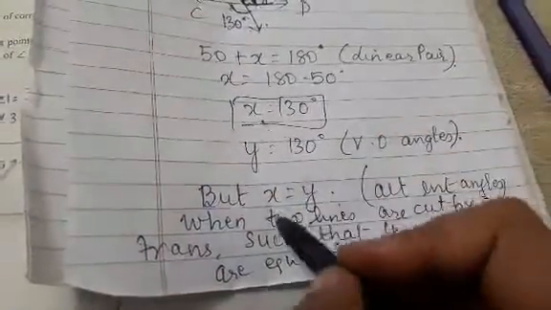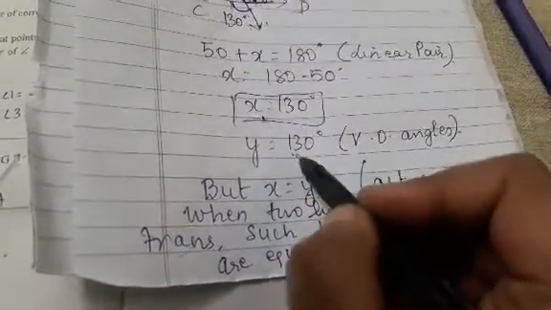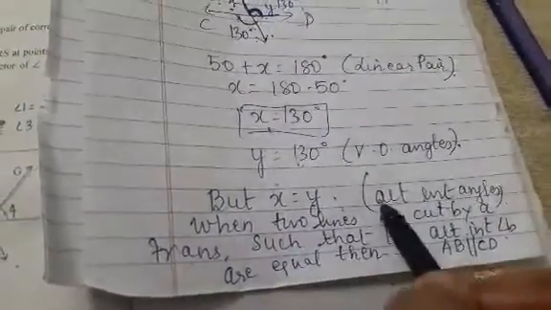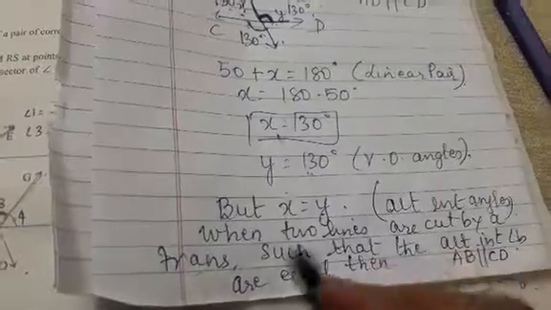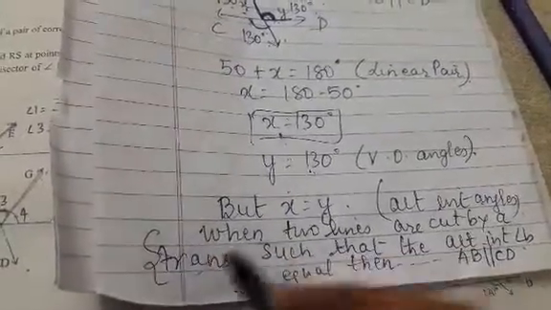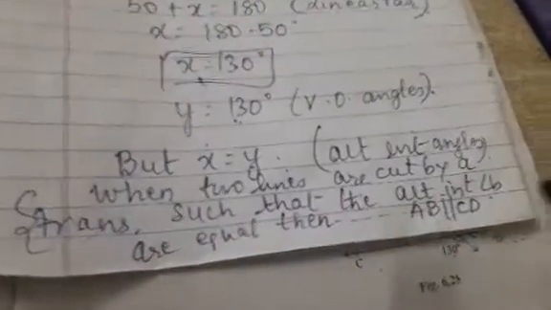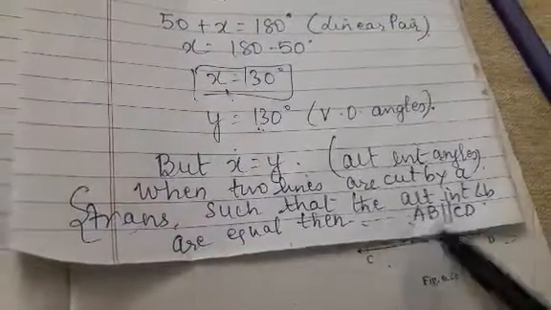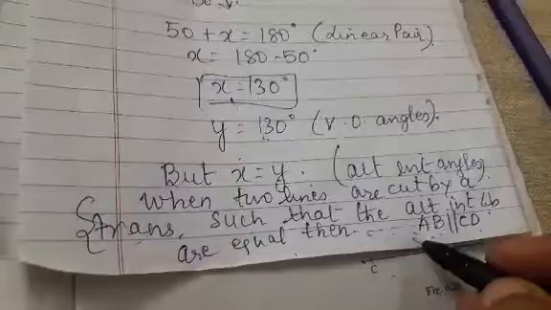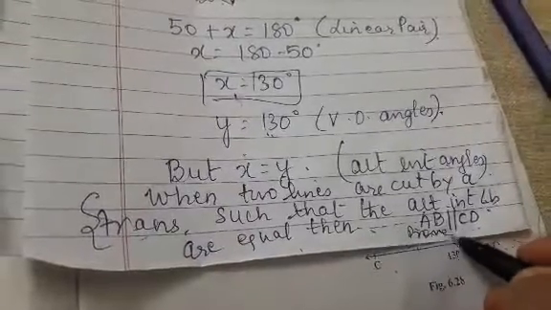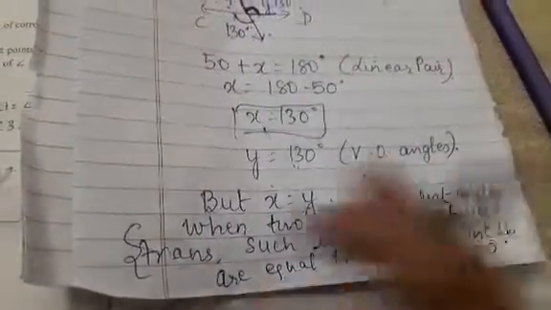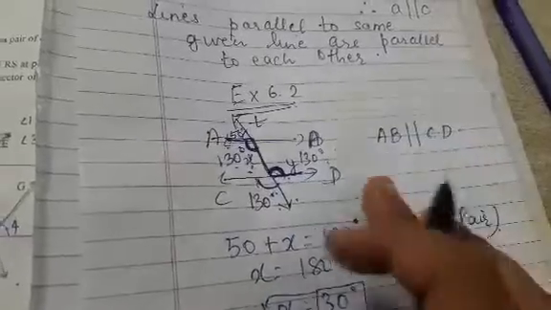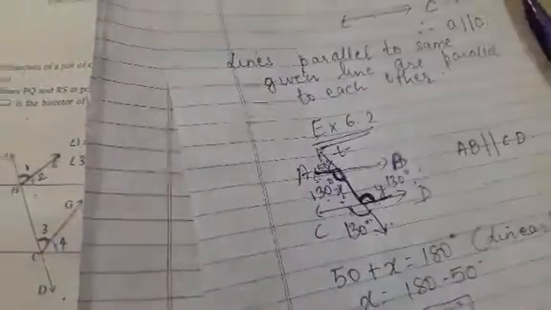Okay, now x is equal to y because both are 130, and since they are alternate interior angles, we will write the property that when two lines are cut by a transversal, since the alternate interior angles formed are equal, then the lines are parallel, and therefore we write AB is parallel to CD, and in the end we write hence proved. Okay, so you can solve this question in the notebook, go through the explanation, you will understand.